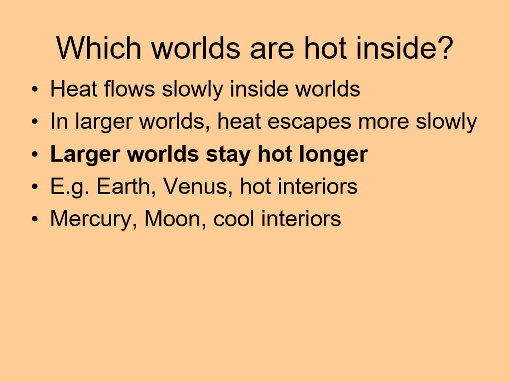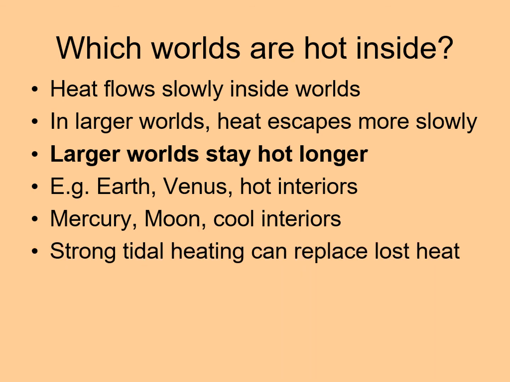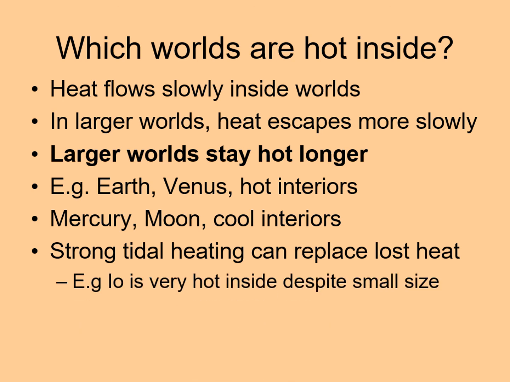Mars is intermediate in size and intermediate in internal heat. It seems to be mostly cooled off now, but it was hot for much longer than Mercury or the Moon, so its surface shows many more signs of active geological processes. Of course, a very active heat source, like strong tidal heating, can create exceptions here. Jupiter's moon Io is only slightly bigger than the Earth's moon, but it's very hot inside because so much tidal heat is being pumped into it.